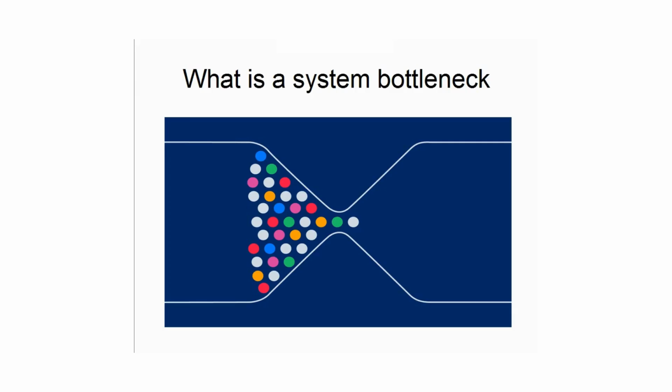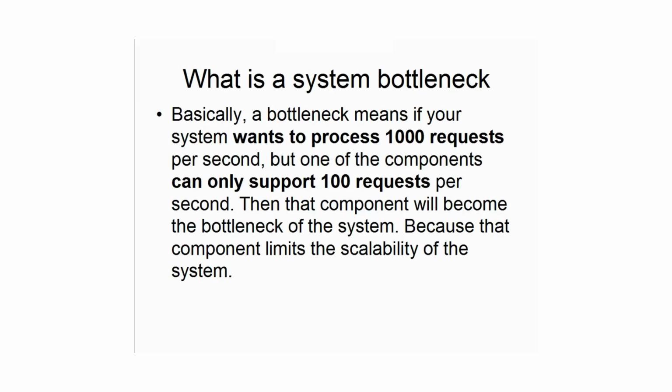It shows us that, for example, we have a number of requests, but there is a component which limits processing of requests. For example, it could be a hardware component, such as a CPU or a memory, which does not allow us to process a specific number of requests per second. Basically, a bottleneck means if your system wants to process 1,000 requests per second, but one of the components can only support 100 requests per second.